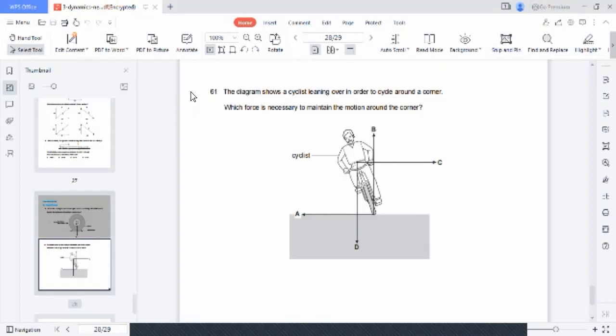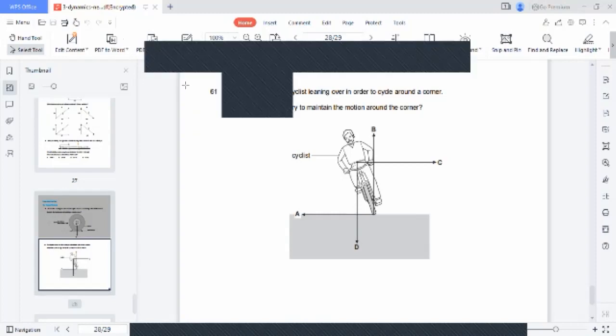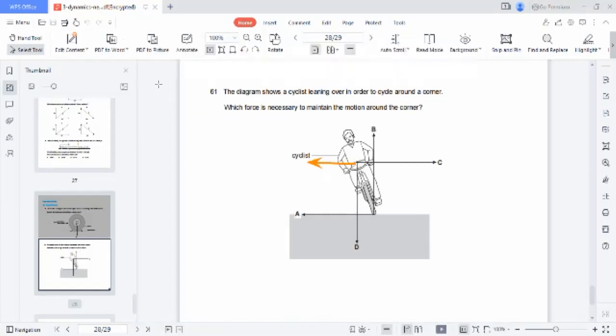When the cyclist is leaning around the corner, there is a possibility that the cyclist would fall in this direction. In order to maintain balance, a force opposite to this force would be needed, and that force would be in this direction.